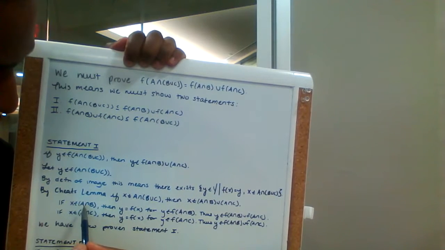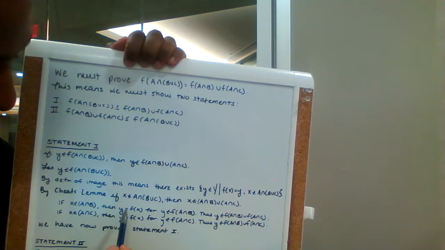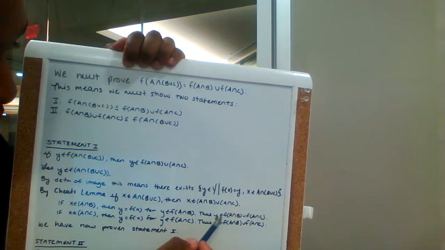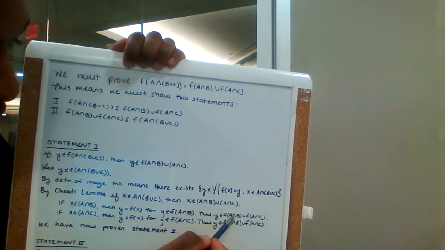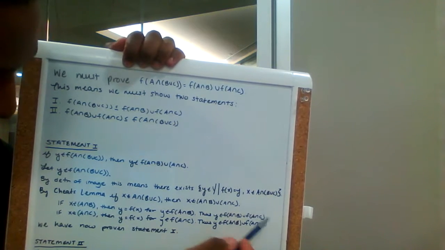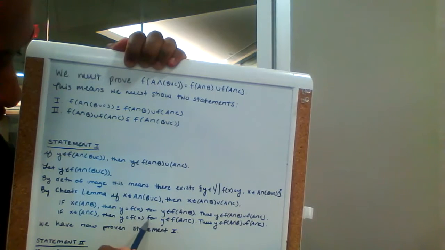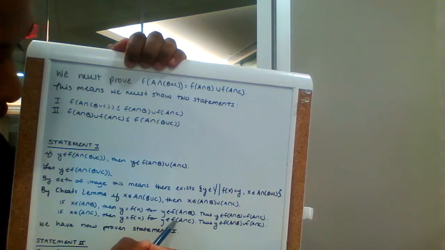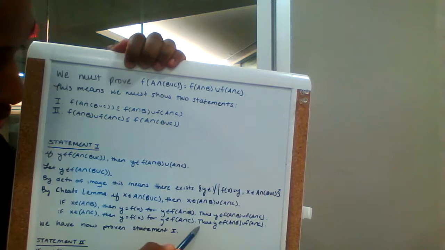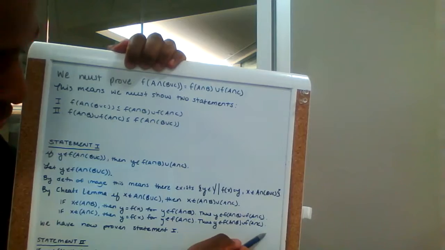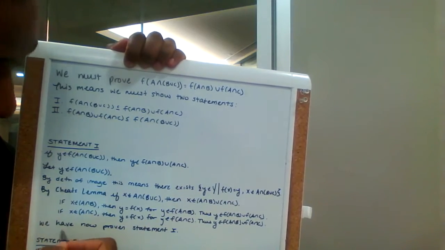If x is in A ∩ B, then y is equal to f(x) for y in f(A ∩ B). Thus y is in f(A ∩ B) ∪ f(A ∩ C). If x is in A ∩ C, then y is equal to f(x) for y in f(A ∩ C). Thus y is in f(A ∩ B) ∪ f(A ∩ C). We have now proven statement 1.